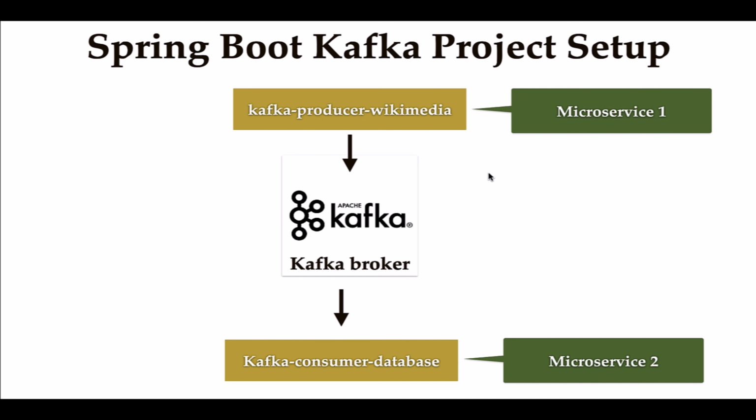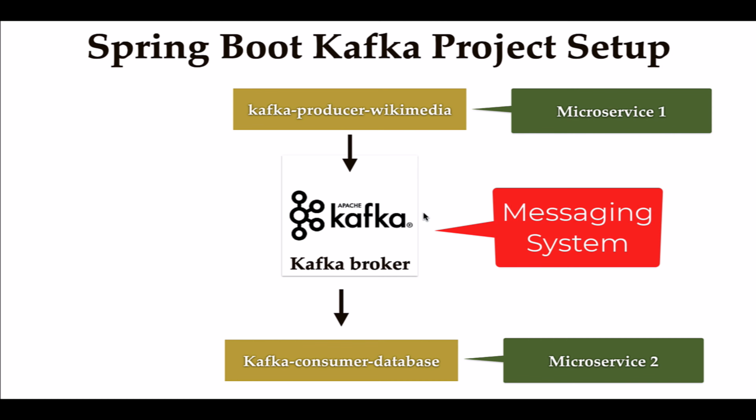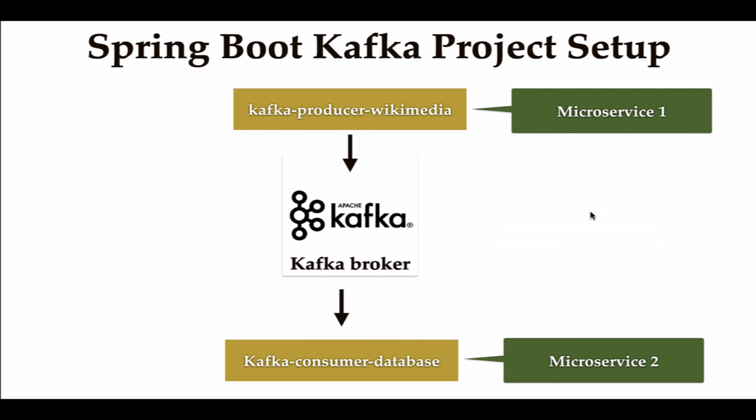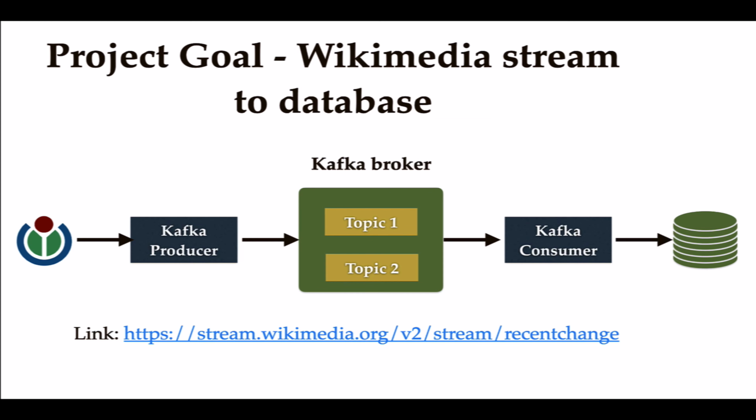Alright, this is how the Spring Boot Kafka project setup looks at a high level. Basically, we are going to create two projects as microservices. The first one is the Kafka producer Wikimedia as microservice 1, and the second is the Kafka consumer database as microservice 2, and we are going to use Apache Kafka as a messaging system to exchange messages between microservice 1 and microservice 2. Alright, great. I will see you in the next lecture.